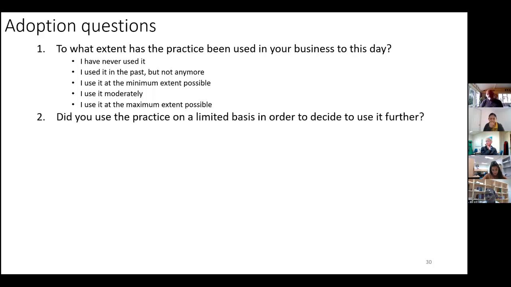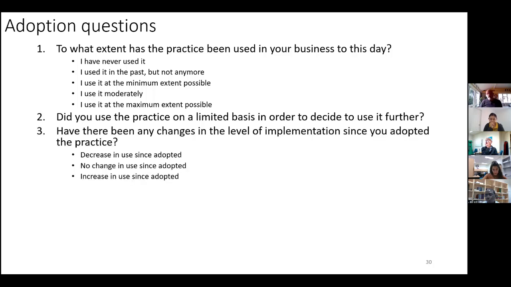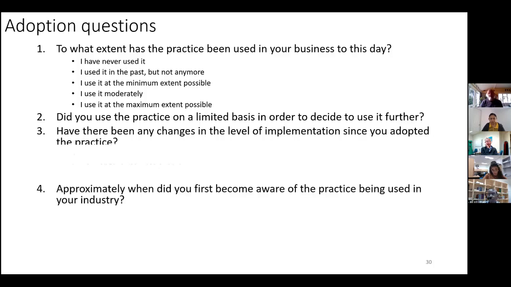So then we ask whether they had used it on a limited basis, whether they could have identified a trial period for it or not, and whether they have had any changes in the level of use since they started using it. So if they're someone who's using it moderately at the moment, then we ask them, has that always been the case, or did you use it more intensely in the past and now you've reduced its use, or increased it, or remained the same?